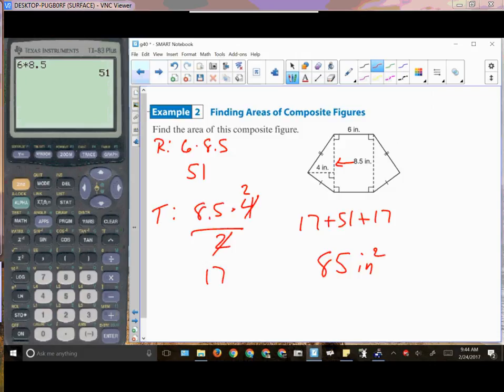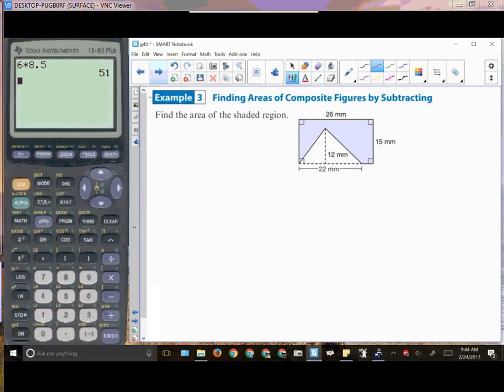Now here I had added them. What operation would I have to do to figure things out here? Subtract. Because it looks like a triangle is taken out of a rectangle, correct? So it looks as though I would have 26 multiplied by 15. So I could take 26 multiplied by 15, and I said multiply. And I end up with 390.